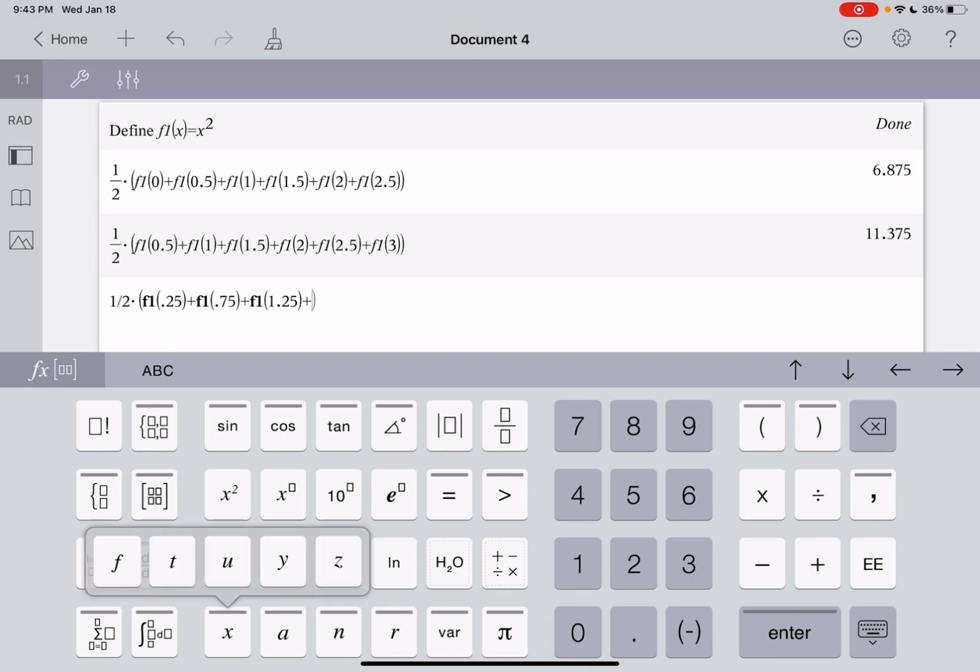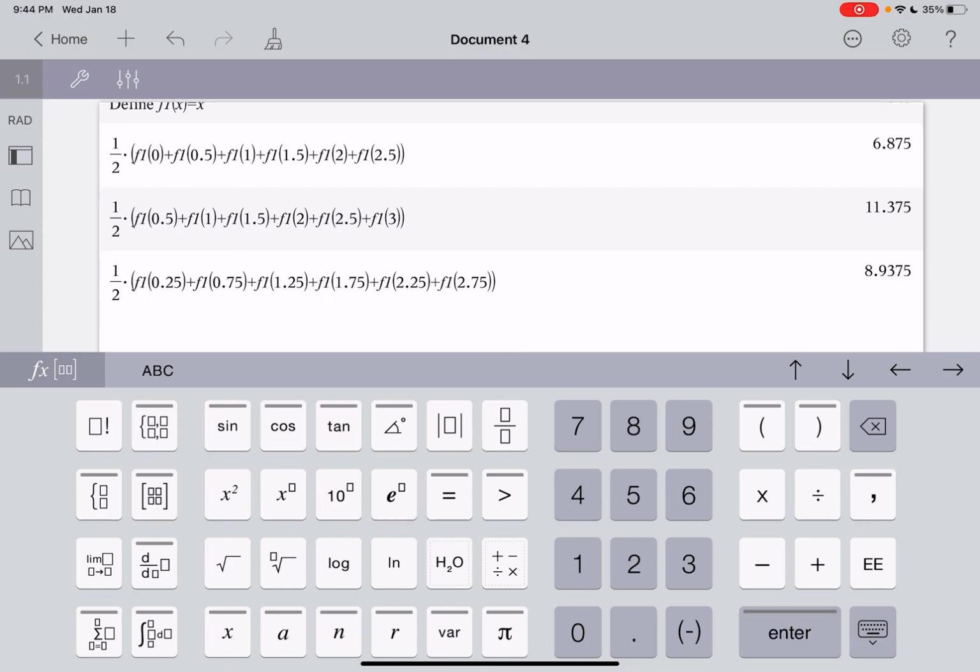Plus, there we go, f1 of, and we're going to go 1.75 right there, almost there. Plus, then we have an f1 of, our fifth rectangle's height gets measured at 2.25, and then the last one we're going to have here, guys, is going to be an f1 at 2.75 is where we're going to end this thing. Now, I'm hoping we're going to end up with an answer right here that's in between the previous two answers that are still on this screen right now of 6.875 and 11.375.